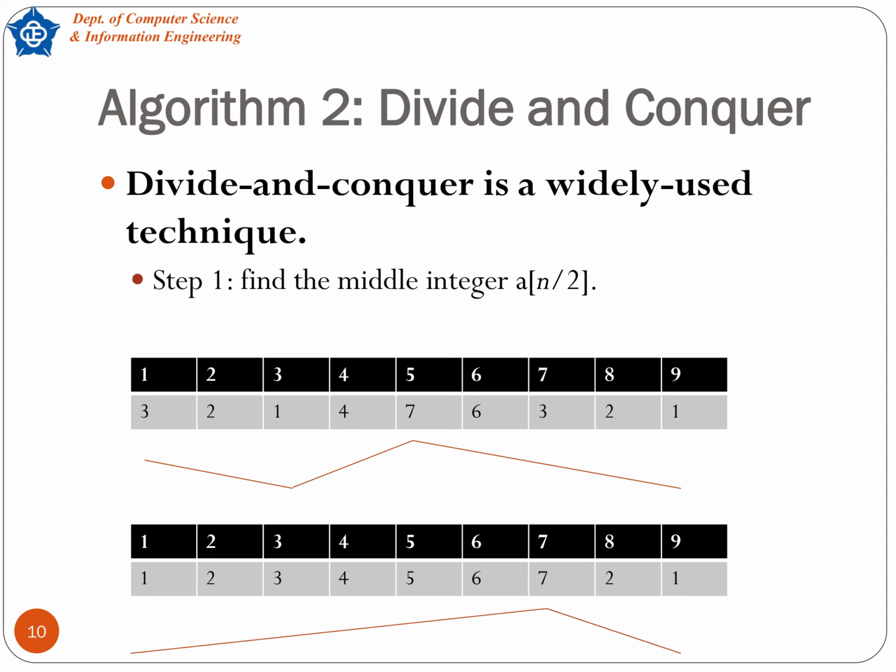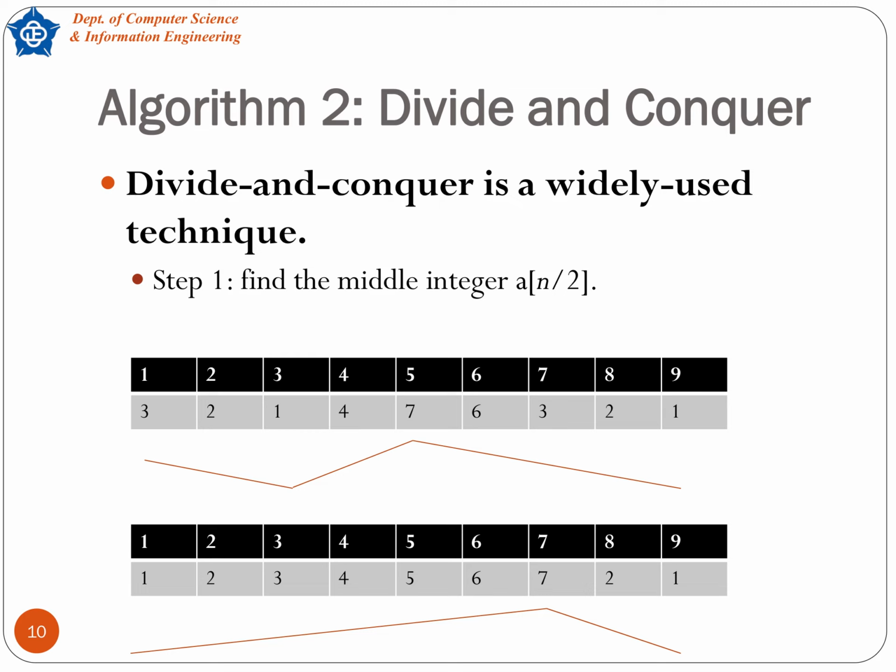Building on our O(n) approach, let's jump into algorithm 2, divide and conquer. Here's the big idea. We split the problem in half, solve each piece, and combine the results. Step 1? Simply pick the middle element, A[n/2]. That tells us exactly where to cut the array.